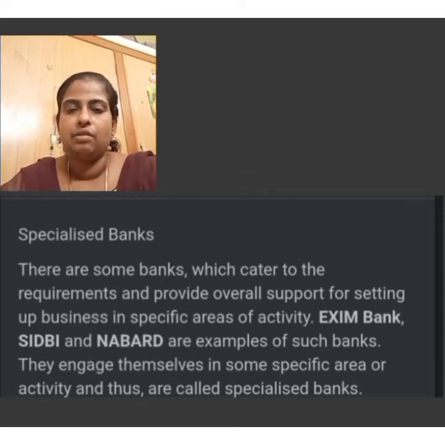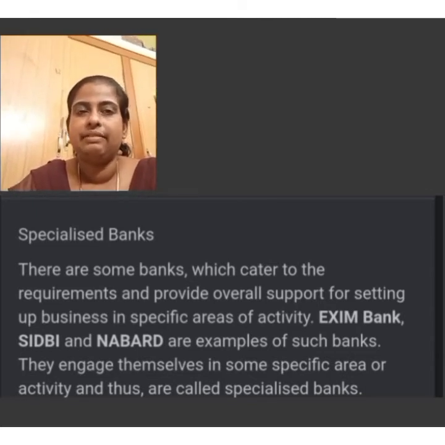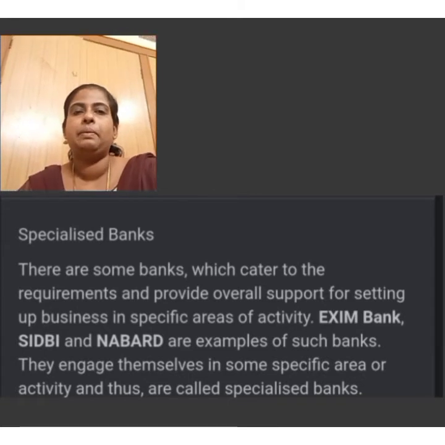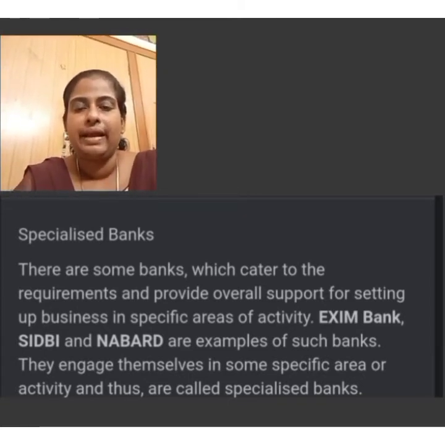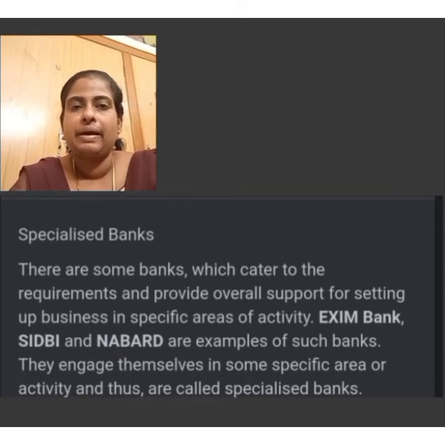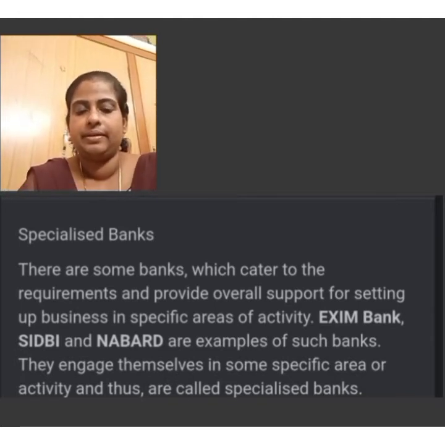Specialized banks are foreign exchange banks, industrial banks, development banks, and export-import banks, catering to the specific needs of these unique activities. These banks provide financial aid to industries, heavy projects and foreign trade.